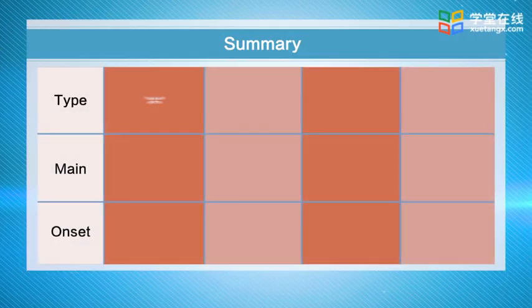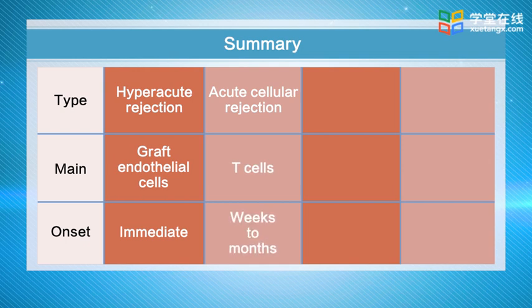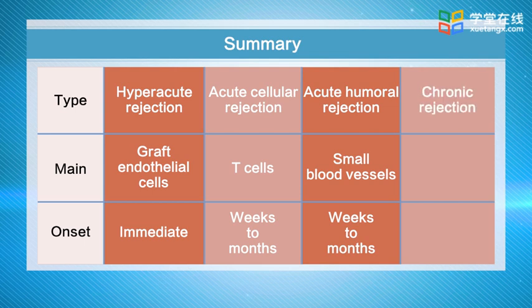To summarize, hyperacute rejection is mediated by preformed antibodies specific for antigens on graft endothelial cells. Acute cellular rejection is caused by T cells destroying graft parenchyma by cytotoxicity and inflammatory reaction. Acute humoral rejection is manifested mainly by damage to small blood vessels. Chronic rejection is dominated by vascular changes, often with intimal thickening and vascular occlusion.